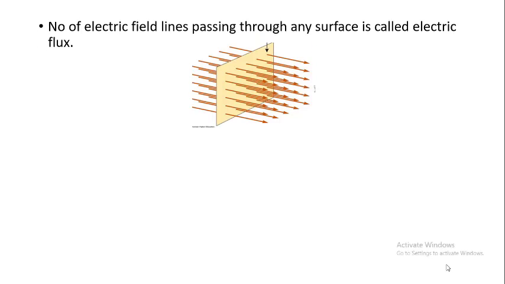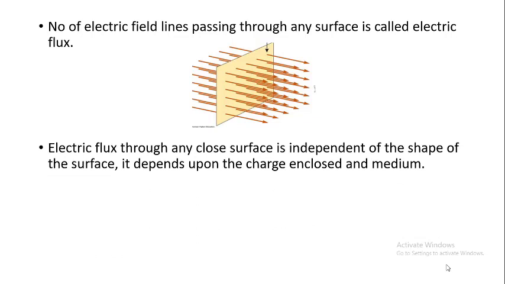If we place some area element in this field, field lines will pass through it. The number of electric field lines passing through any surface is called electric flux. Electric flux through any closed surface is independent of the shape of the surface. It only depends upon the charge enclosed and medium. If charge is enclosed in a closed surface, then electric flux through this surface does not depend upon geometry of the surface.